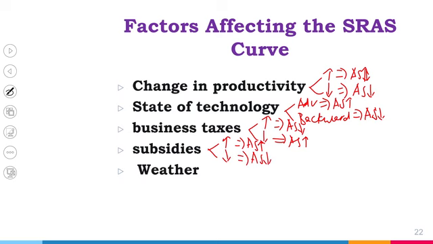And the fourth one is weather. More specifically for agricultural products, if there is good weather condition, then the aggregate supply for agricultural products will increase, and with bad weather condition, then the aggregate supply for the agricultural outputs will decline.